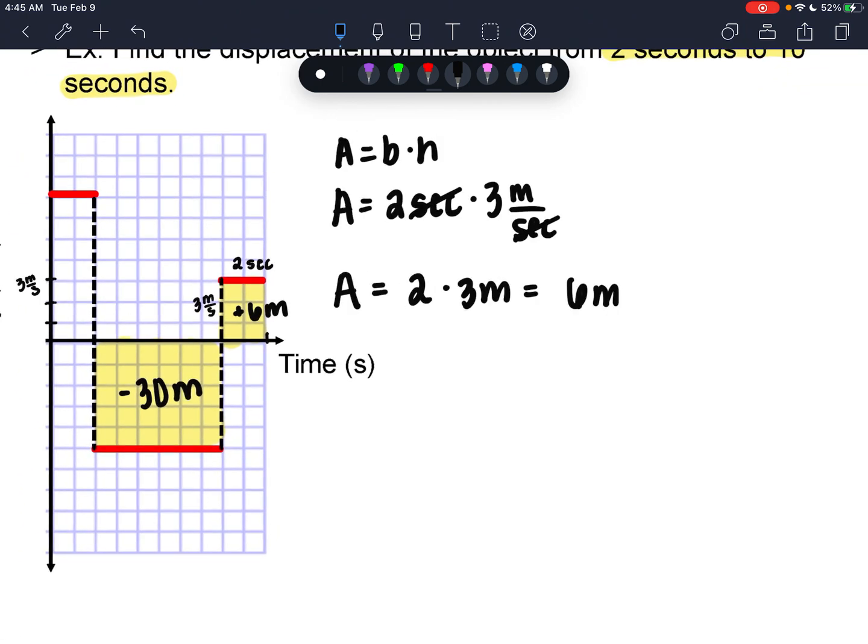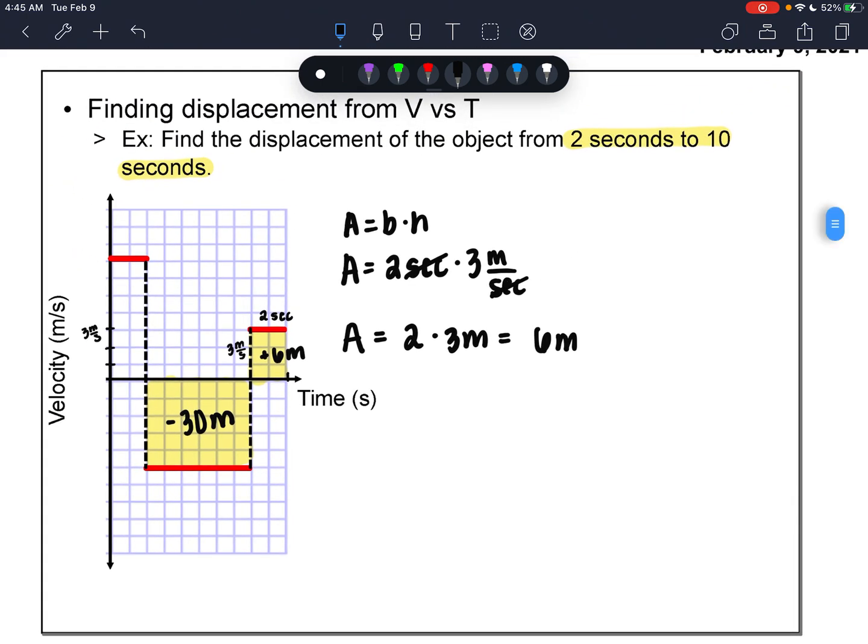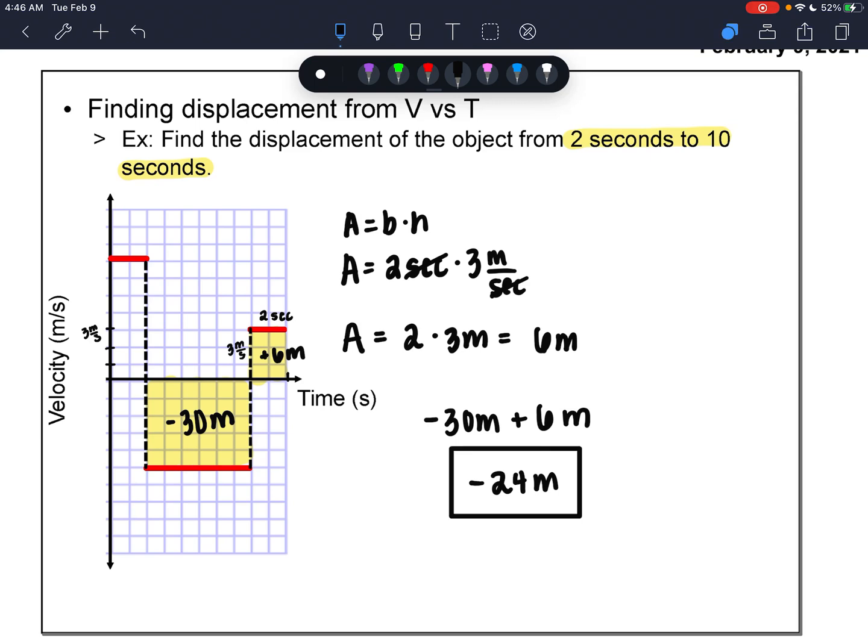I've got my 2 little areas now, but I want to find my total displacement. If I want to find my total displacement, I need to add up both of the areas. So I'm going to have -30 meters plus positive 6 meters. When I combine these 2 areas with their signs included, I end up getting a value of -24 meters. So what does that mean? This is my total displacement from 2 to 10 seconds. This is the sum of my 2 areas. And it includes direction, which is why it has a negative value.